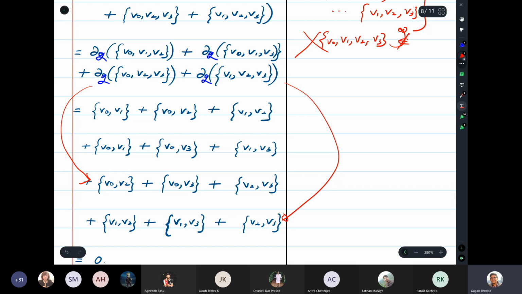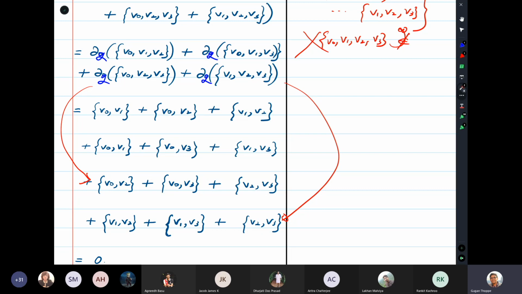I'll allow you to stare at the screen for a few seconds to verify that at each of these instances I have dropped one vertex at a time. Is this okay? Maybe I'll pause here for a second or two for everyone to glance at what is happening.